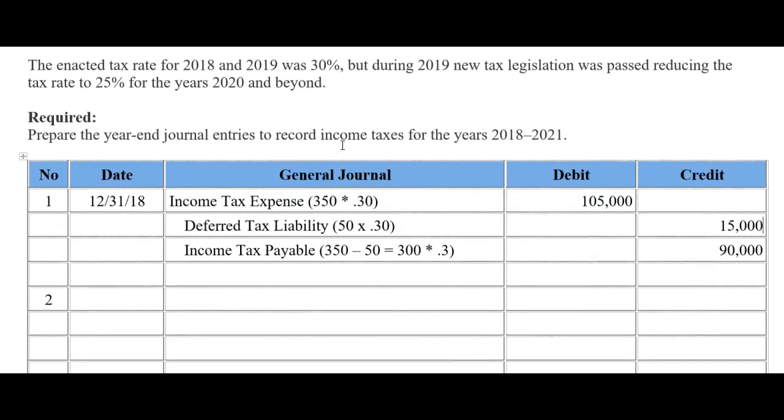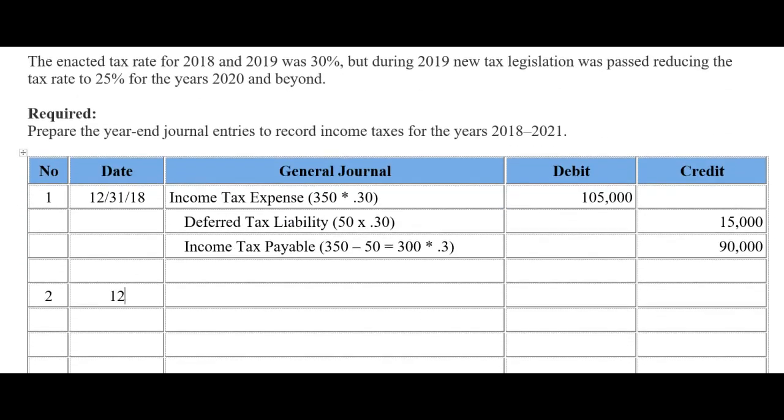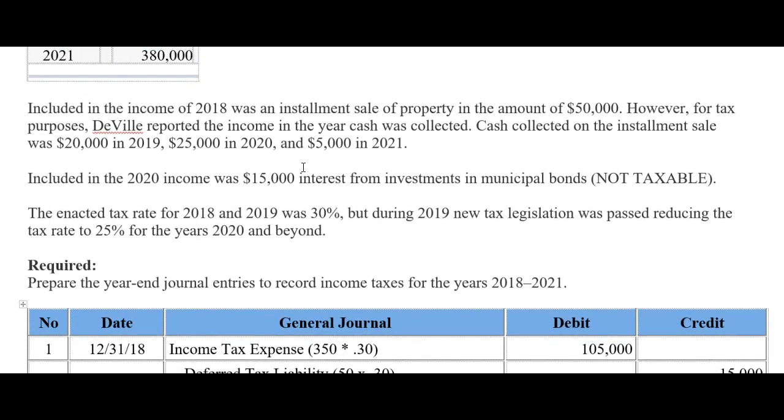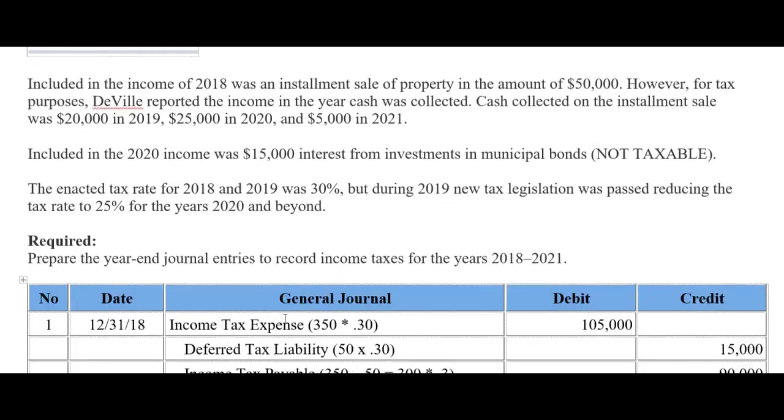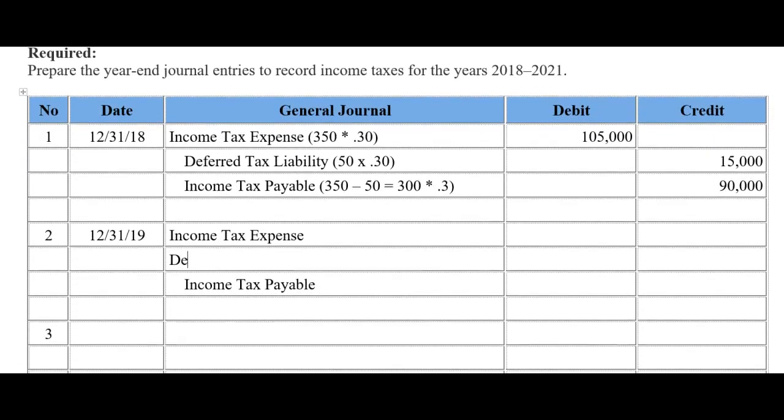So let's look at the 2019 entry. So again, December 31st, 2019. Now the cool thing is, I'm not going to copy it, we'll actually type it this time. So income tax expense, and then we know we're going to have income tax payable. We know we're going to consume some of the deferred tax liability. How do I know that? Well, at this point, we're starting to consume it because it's going to correct itself these 3 years. Okay? So when it starts to go away, we're going to hit our deferred tax liability for a debit.